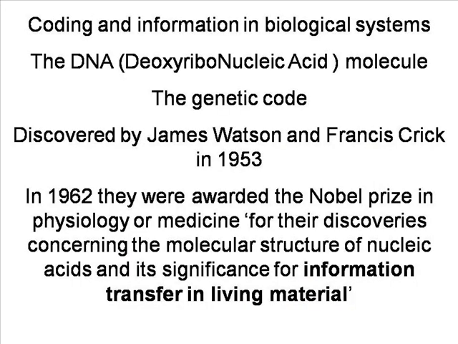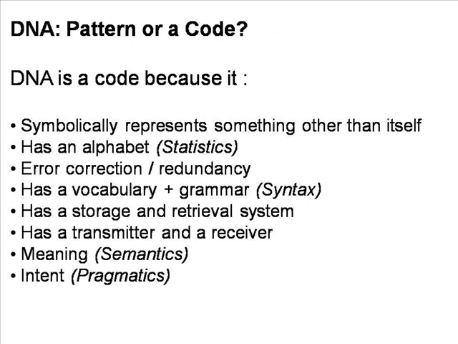The DNA, or deoxyribonucleic acid molecule in which the genetic code is contained, was discovered by Professors Watson and Crick in 1953. Some years later, they were both awarded the Nobel Prize for Medicine for their discoveries relating to information transfer in living material. In the next section, we shall be identifying those features of the DNA molecule which qualify it as an information system. The judges of the Nobel Prize obviously thought that this was the case.